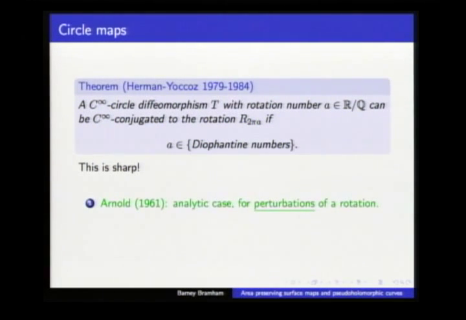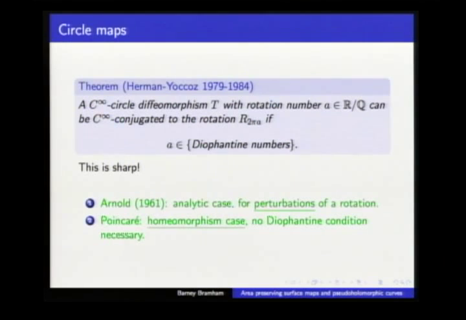And then just quickly, before this there was Arnold in the early 60s, I guess one of the first results with small denominators, small divisors, where he showed in the analytic case a similar statement if you assume that you're already close to a rotation. And then, of course, the first result by Poincaré for the homeomorphism case. In this case, it doesn't matter about the arithmetic properties. So it's one of the first results you encounter in dynamical systems. Of course, you just have to have a dense orbit.